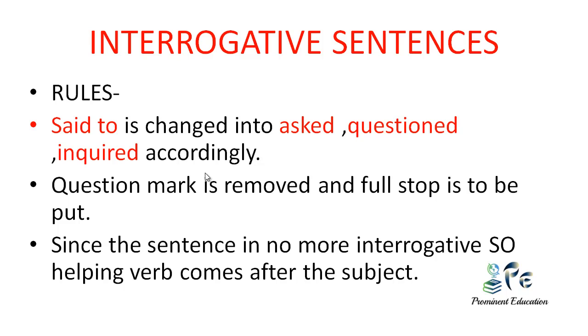Why? Because when someone asks you a question and you say that he is asking that question, the sentence no longer remains an interrogative sentence. It does not represent an interrogative sentence, but it becomes an assertive sentence. That's why we have to remove the question mark. And since the sentence is no more a question, the helping verb comes after the subject. This is a very important rule. Most of the aspirants make mistakes here. They put the helping verb before the subject. You will have to look at it.